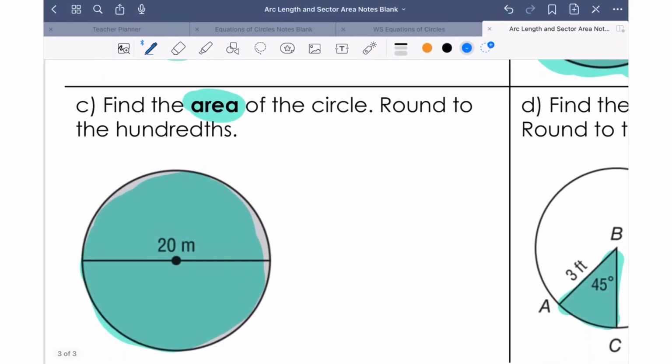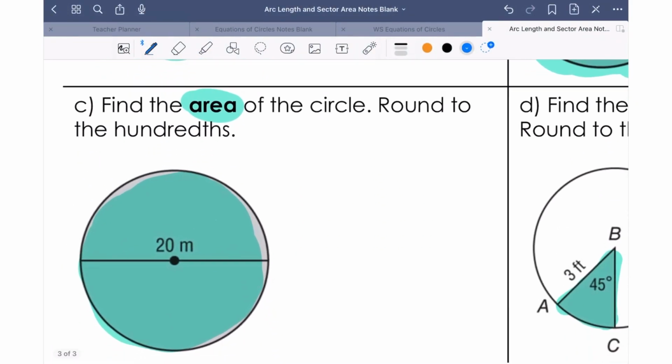So this area problem does not look the same because this time they didn't give me the radius. What does 20 represent? It's not the radius. If I'm going all the way across, do you remember? Starts with a D. Diameter, that's the diameter.